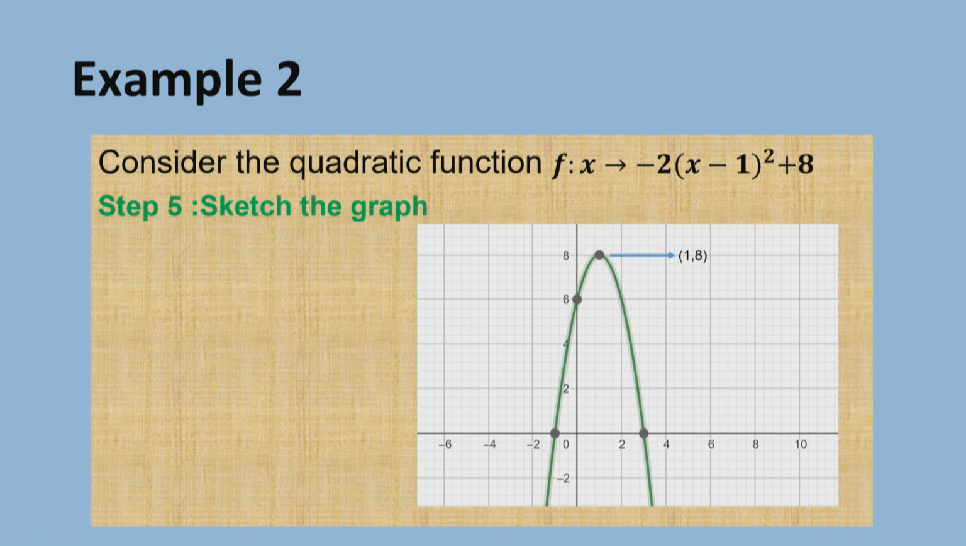That's the maximum point, which is (1, 8). The point of intersection with the y-axis is (0, 6). And the points of intersection with the x-axis here will be (3, 0) and (minus 1, 0). Now, what about the range? Well, the range will be f of x is less than or equal to 8. Why is that so? Because the maximum value of the function is 8.